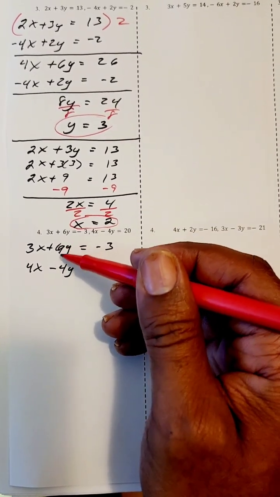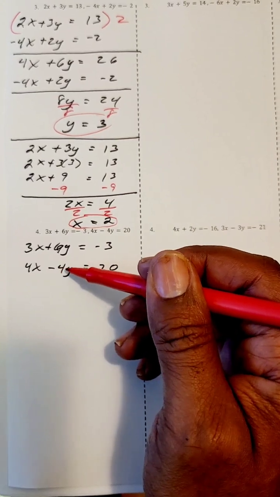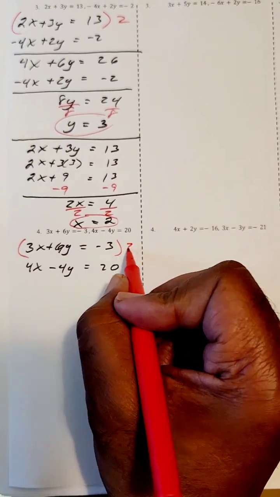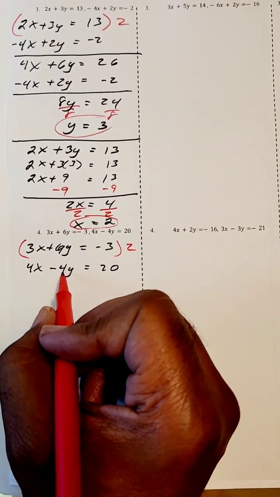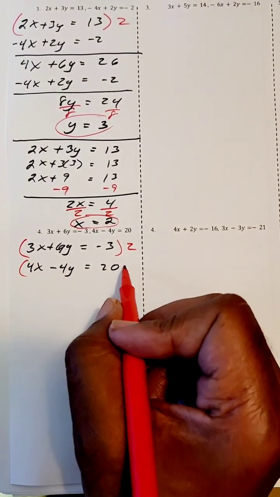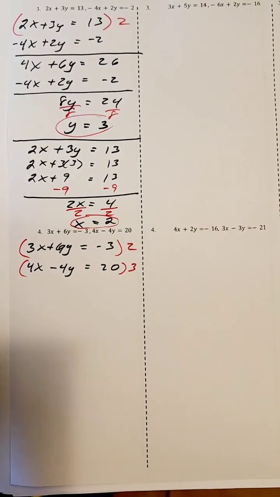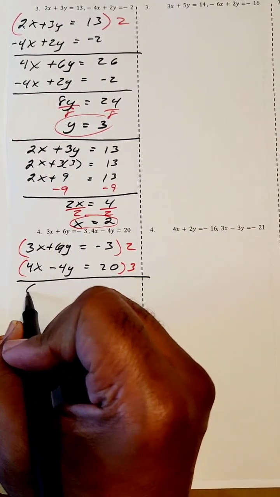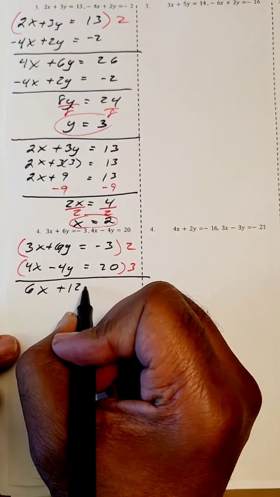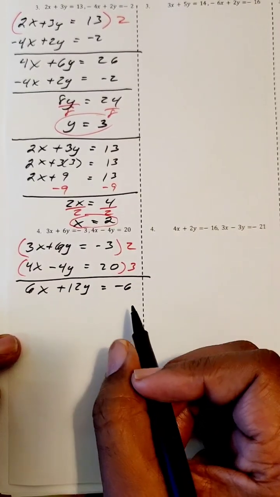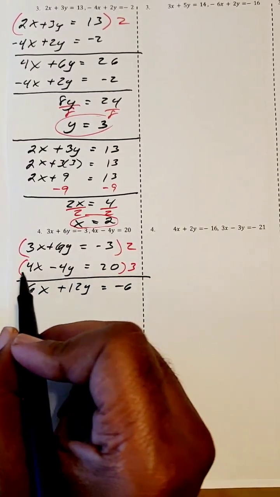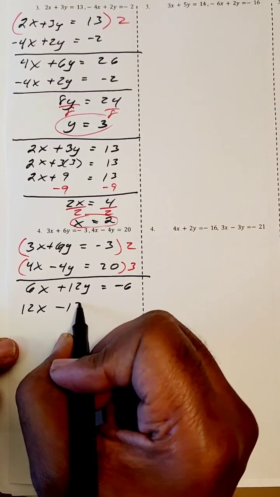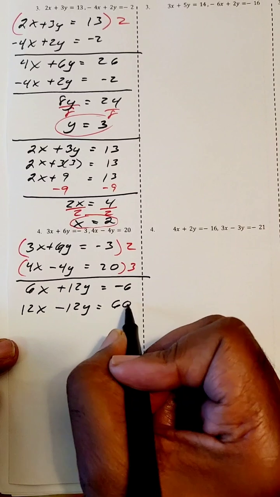So I would want this to be a 12y and this to be a negative 12y, and then we'll have additive inverses. So to make this into a 12y, we have to multiply by 2. And to make this into a negative 12y, we'll have to multiply by 3. Okay, so multiplying by 2 gives me 6x plus 12y equals negative 6. Distributing a 3 across this will give us 12x minus 12y equals 60.